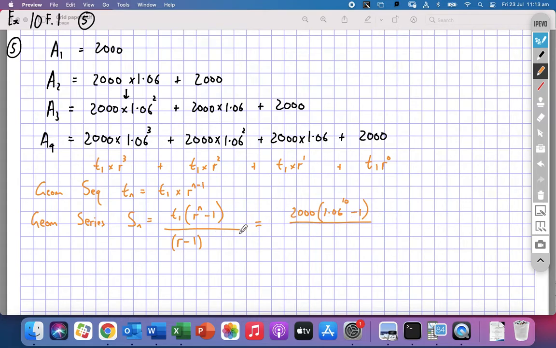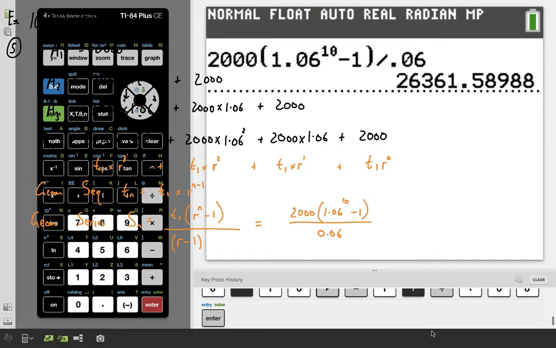You're going to have R minus 1, so 1.06 minus 1 is 0.06. This part's going to raise this number up to get to the total, and I've put this in the calculator already here. All right, 2000, right, there's my R to the n minus 1, that's my divide by R minus 1, and I got 26,361 and 59 cents after 10 years.